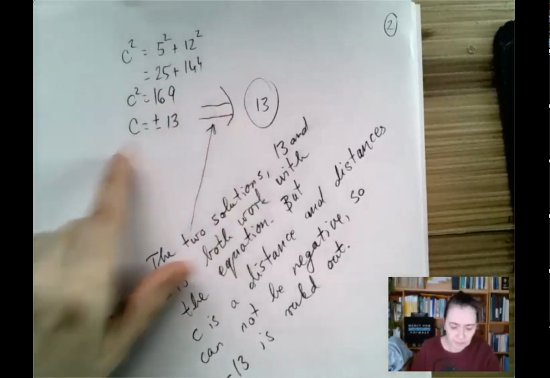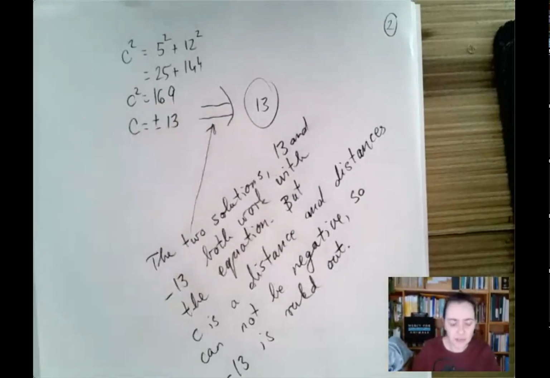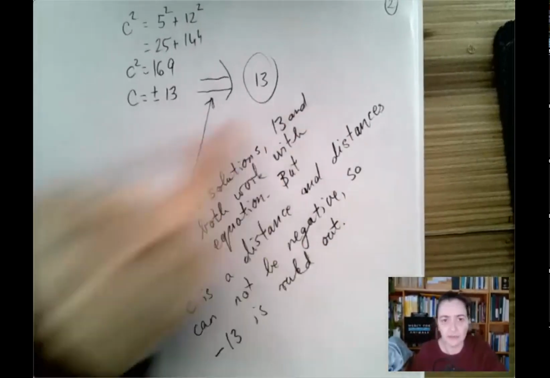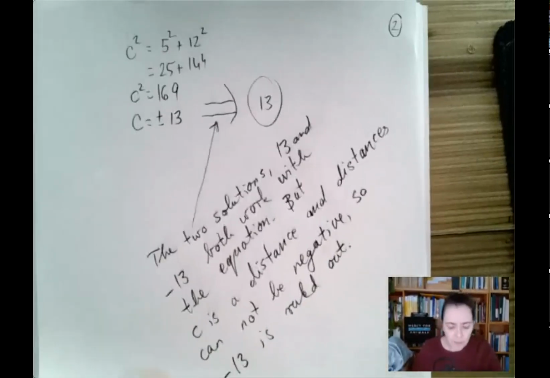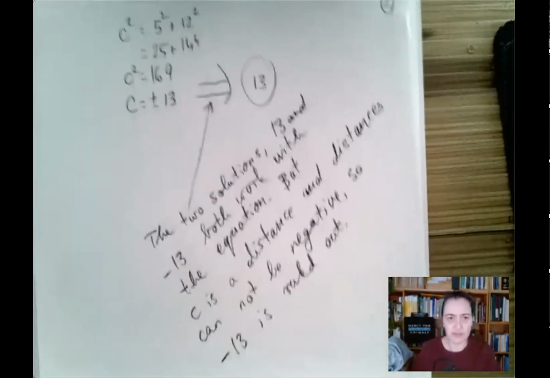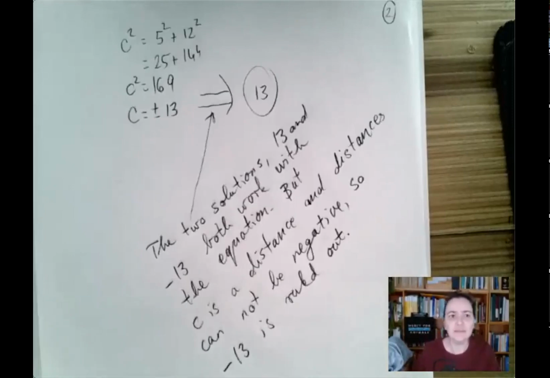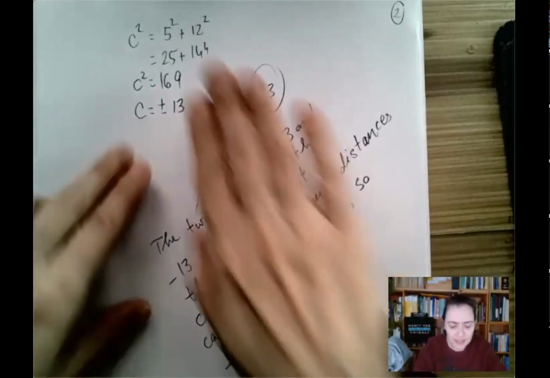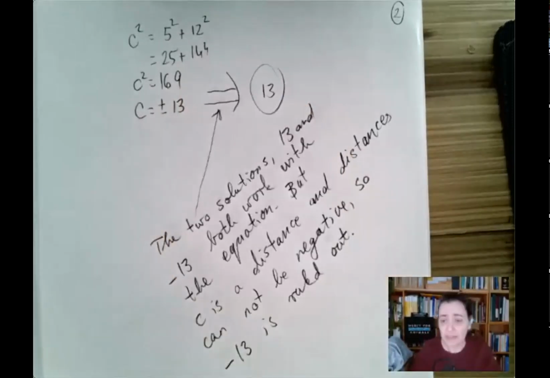So I'm just going to make this a deal. You don't have to write all this like I had to. But if you don't do this, and you just go from 169 to 13, you're going to lose some points there, because I need to know that you know this equation has two solutions. Okay, but it is 13.